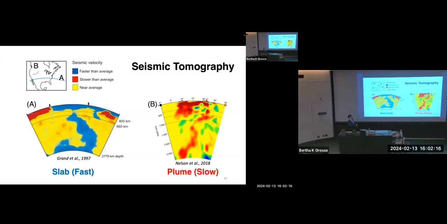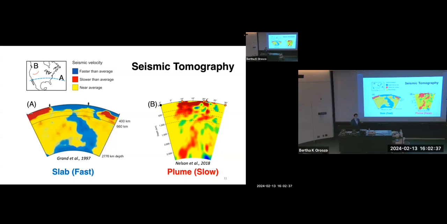You are probably familiar with Yellowstone. I haven't been there, but I wish I could go. Here is a cross section beneath Yellowstone. You can see this is the core-mantle boundary, by the way. This is also the core-mantle boundary. You can see there are red plume-shaped structures rising directly from the core-mantle boundary towards the surface beneath Yellowstone.